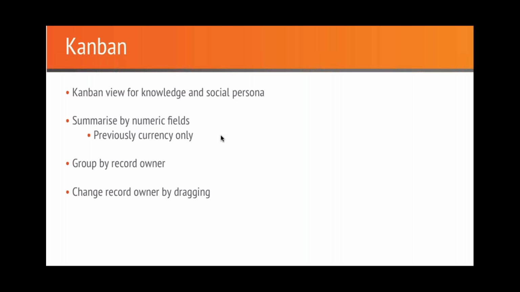And Kanban views can now summarize by numeric fields. So previously this was limited to currency fields only. So anything that can be summed, basically, you can summarize. And you can now group the Kanban records by record owner. And once you've grouped them that way, then you can simply drag records off to other lists in order to change the record owner, rather than having to go and edit the record, etc. So that can speed things up if you do a lot of that sort of thing.